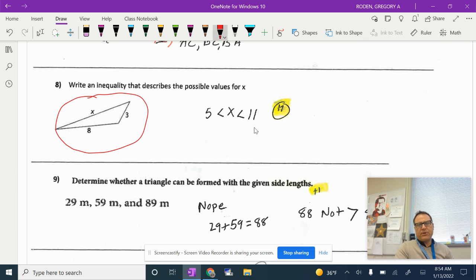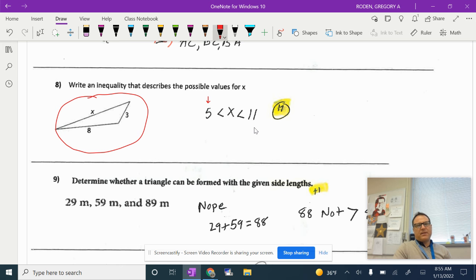So X can shrink or grow, but it can only shrink or grow so much because the triangle inequality rule says when you add the two shortest sides, it has to be greater than the longest side to make a triangle. That's the triangle inequality theorem. So how would we do that? Well, the first thing is, let's say that X is the longest side. So 8 minus 3 is 5. So it cannot be any shorter than 5, okay?